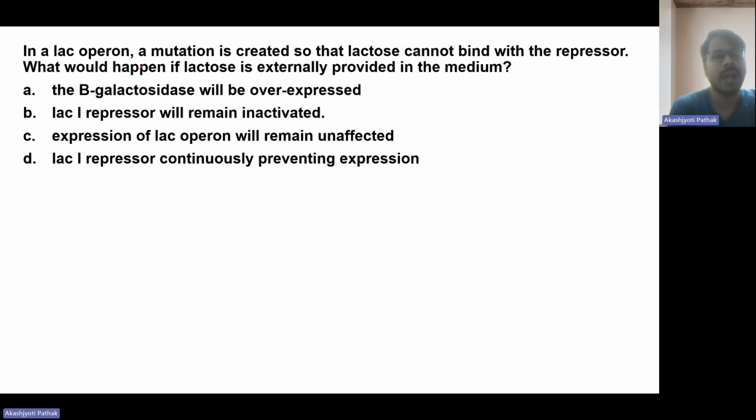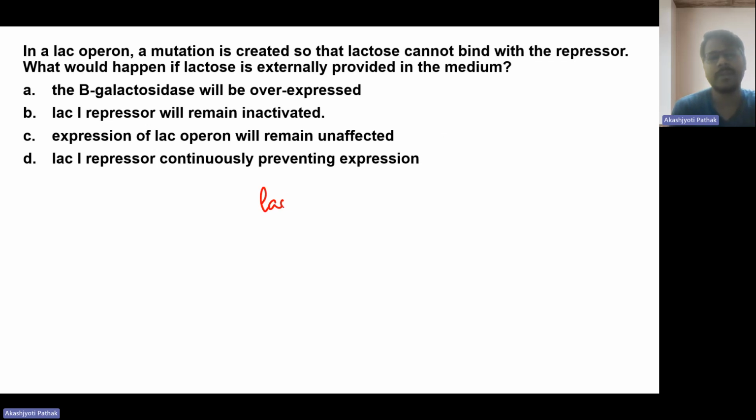Now coming to the next question: in a lac operon, a mutation is created so that the lactose cannot bind to the repressor. So if the lactose cannot bind to the repressor, then what will happen? This is a very easy question. If my lactose is not binding to the repressor, then the repressor will not become inactive. The repressor will always remain active. So if my repressor is active, then even in the presence of lactose, the repressor will still go and bind to the operator site, and it will prevent transcription of the lac operon genes, right?